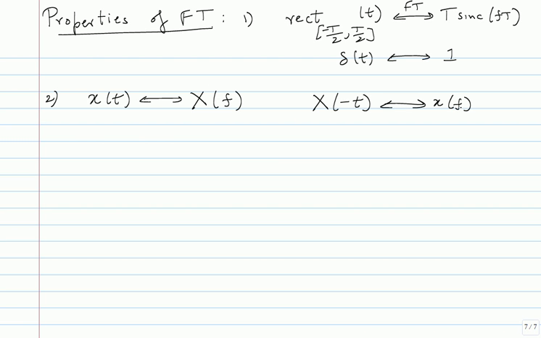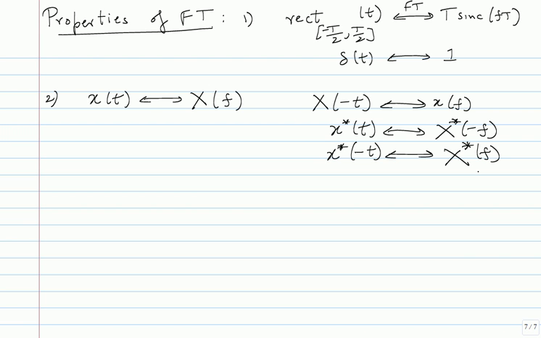So if you take the capital X function with t as the variable instead of f, you get the small x of minus f. Okay, that's duality. And then if you conjugate x of t, you get the mirror image conjugate for capital X. If you do a matched filter transformation on x, that is x star of minus t, which basically makes this the matched filter response for x of t, then you get X star of f. Remember this is very important. The matched filter matched to x will have a response which is the conjugate of the original response. When I say conjugate, the real part remains the same, the imaginary part becomes minus.